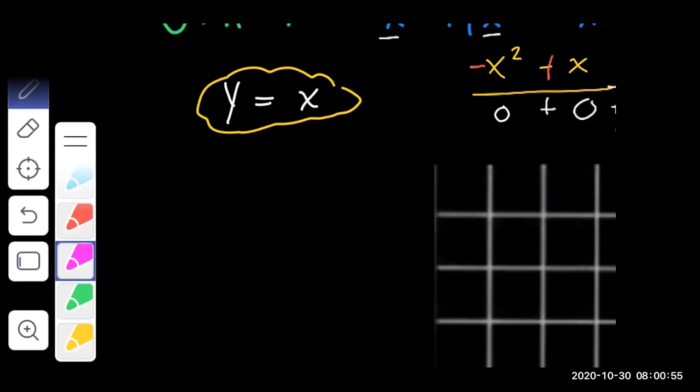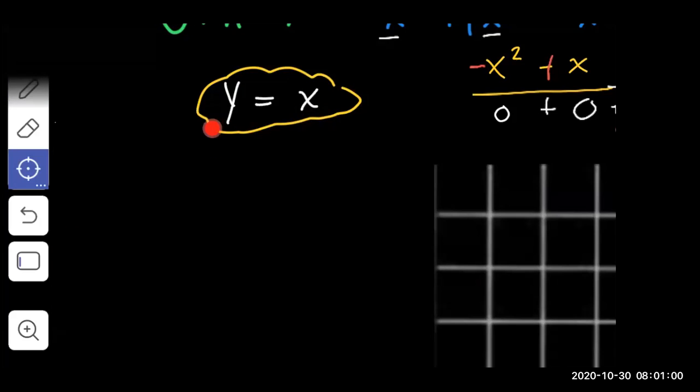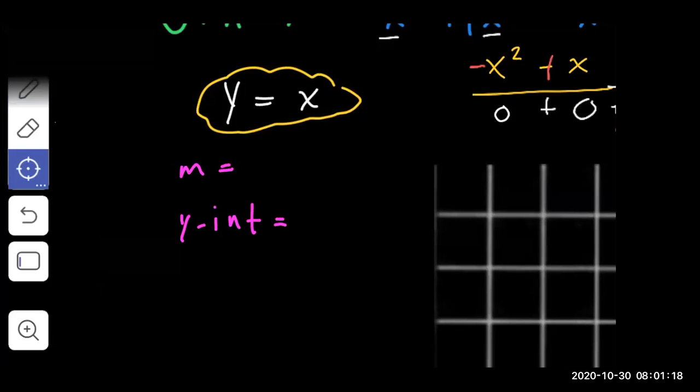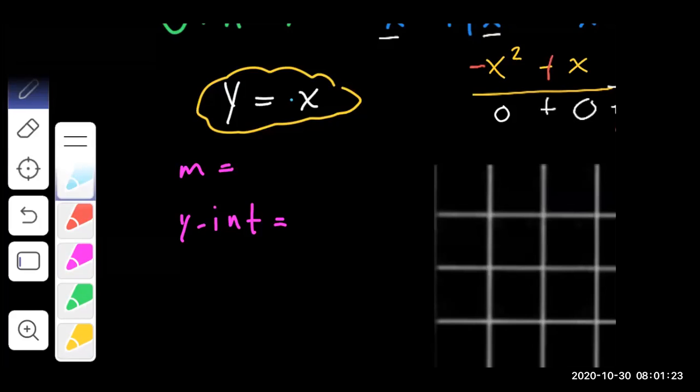Before going into the graph per se, I need to find information out of this, right? This is a linear function, and how do we graph a linear function? Instead of using a table that takes a lot of time, we're going to use the slope-intercept form. You remember, you need to identify the slope and the y-intercept. What is the slope in this function? What is the coefficient of x? 1, but I need a fraction. 1 over 1.